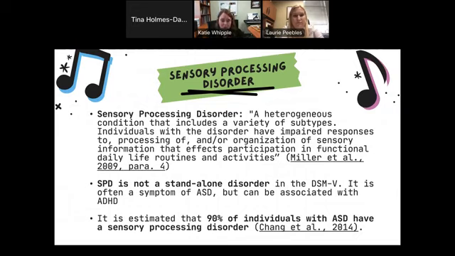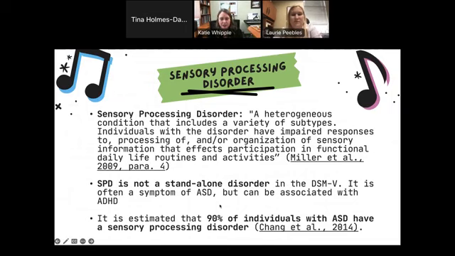The thing to know about sensory processing disorder is that it's not a standalone disorder in the DSM-5. It is not its own disorder. We tend to think of it as a symptom of autism spectrum disorder, but it is also known to be associated with students with ADHD as well. So that's something to keep in mind.